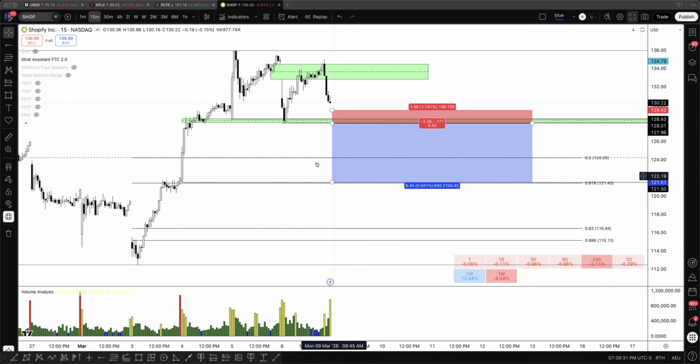So like the person who made the Japanese candlesticks, right? Munehisa Homma, I forgot his name. I didn't say his name right, but he made over like $10 billion, right? He traded the succession, right? Because back then you're trading rice. You're not trading rice every minute, right?